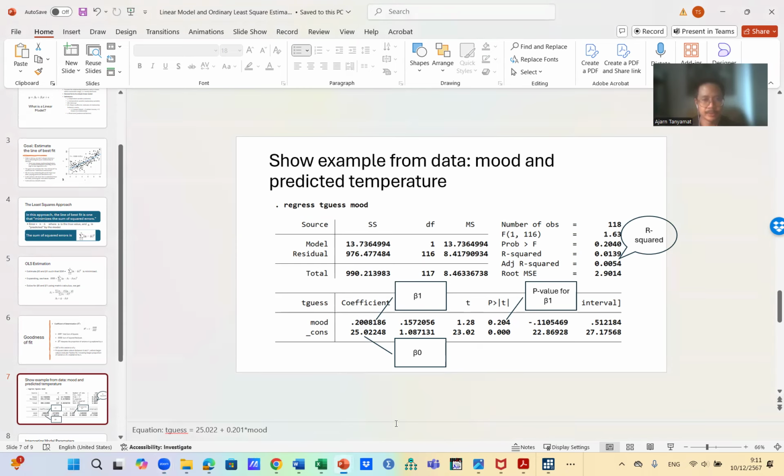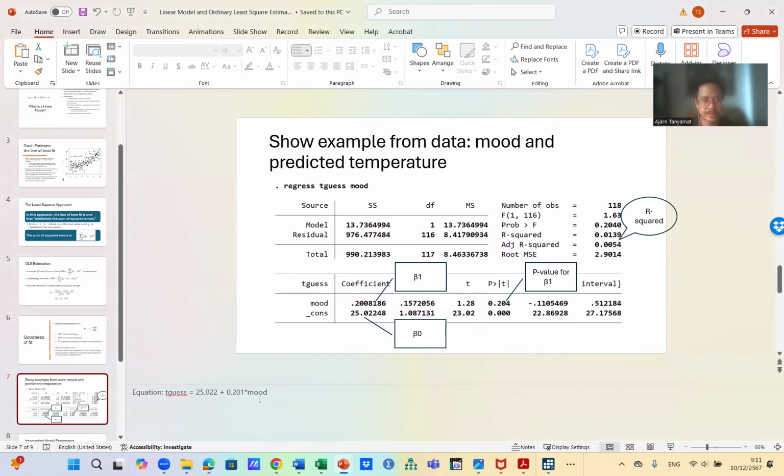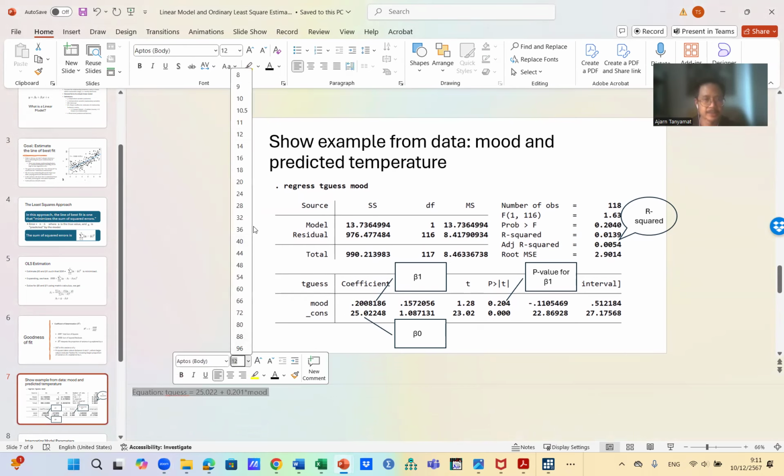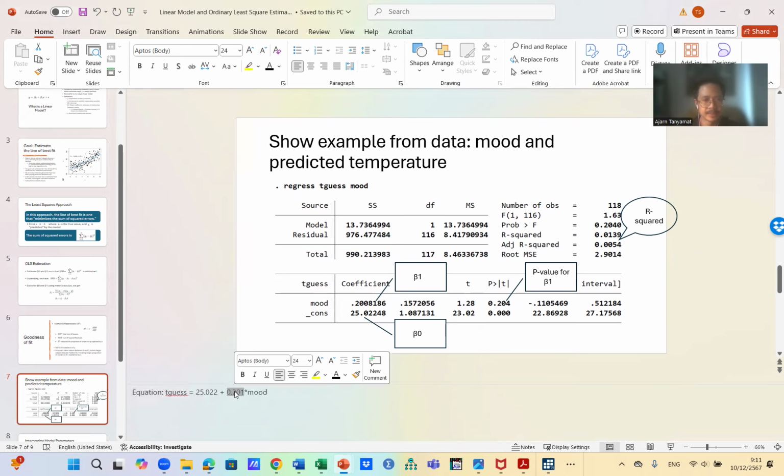And what I asked you to do to get into the habit of is to write the equation. Get used to writing that equation so that you know exactly what's happening. Okay. So here's the equation.